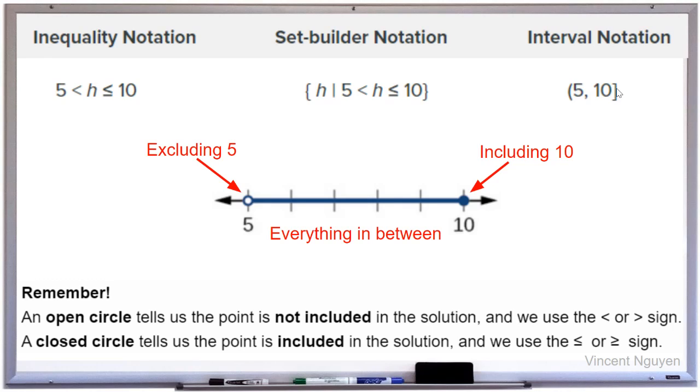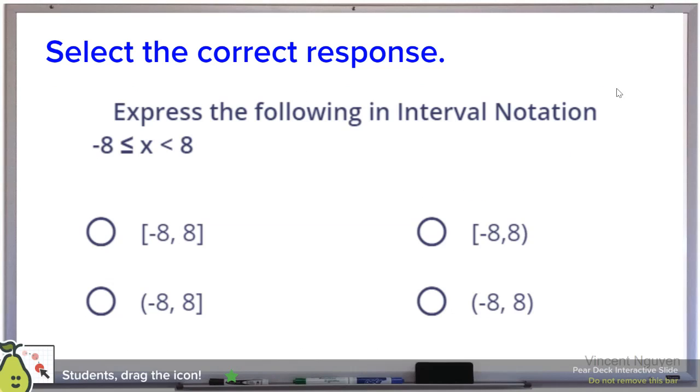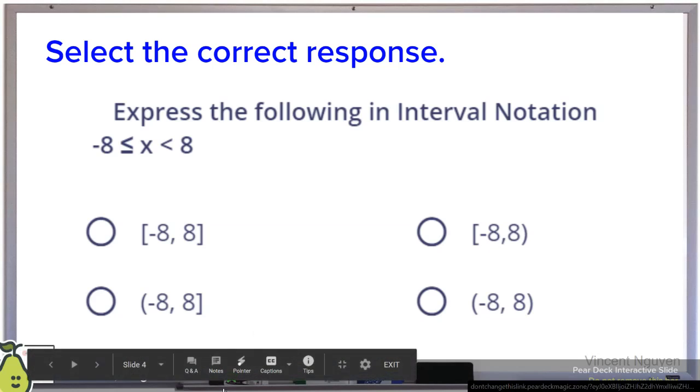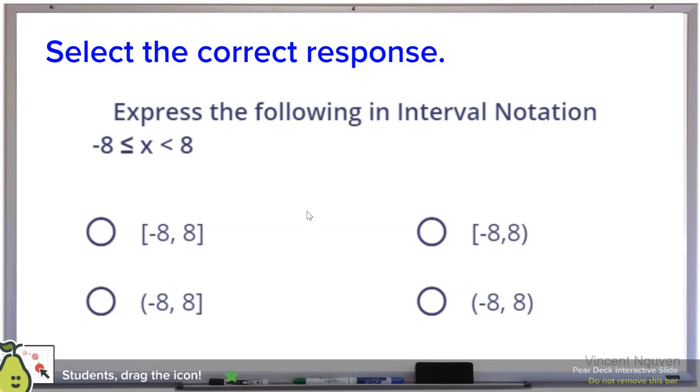Okay, so that's a lot of them, right? All right, so if you were doing this with me as a class, I would have you rewrite this inequality notation into an interval notation. So you would drag that little star icon and put it in the correct response. So let's take a look at this real quick.